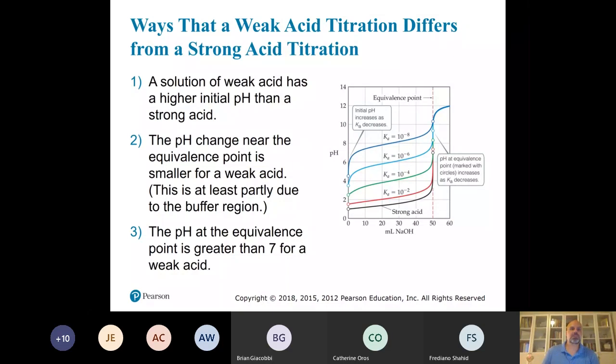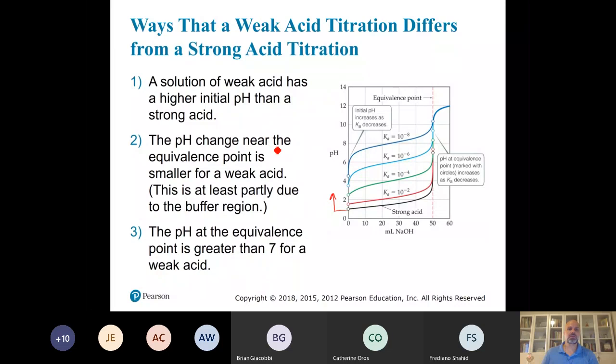Ways that a weak acid titration differs from a strong acid titration. So when we're talking about the differences between a weak acid and a strong acid titration, a solution of a weak acid has a higher initial pH than a strong acid. The strong acid's initial pH is lower, closer to 1. Weak acids, as you know, have a pH that increases, and that's because the Ka is decreasing. The Ka of our weak acid is smaller, so the pH of that solution increases.